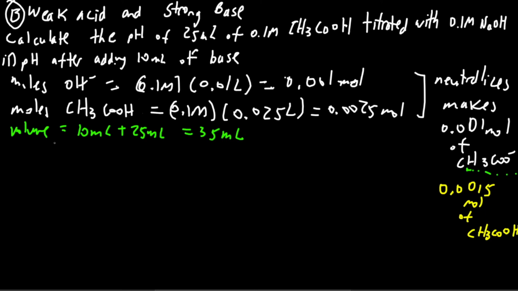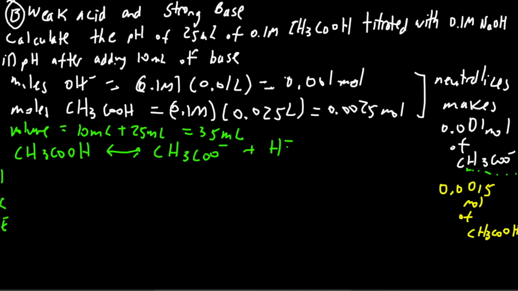And from here, we can calculate using our ice table. CH3COOH produces CH3COO minus plus H plus. So using our ice table, I'm going to write everything. Usually it's in concentration in molar, but in this case I'm going to write moles just so we can see what's happening. So initially, how many moles of CH3COOH do we have? Well, we originally had 0.025 moles of this, but because you're adding base, you've lost 0.001 of it, and this is how much you'll have left over.